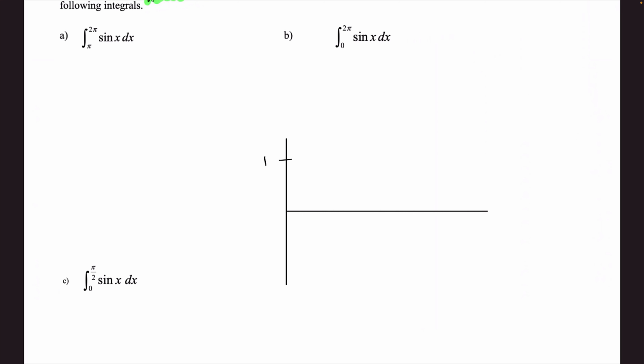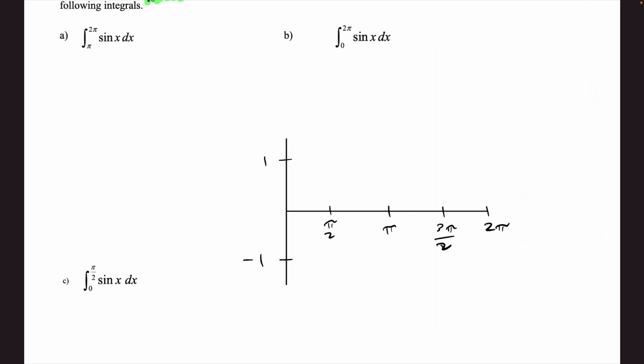So positive 1 to negative 1. So for sine, I'm going to put pi over 2. I'm just going to put the big ones. I'm not going to put the in between. 3 pi over 2, 2 pi.